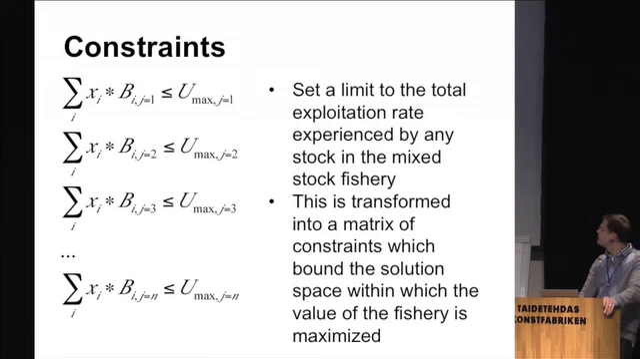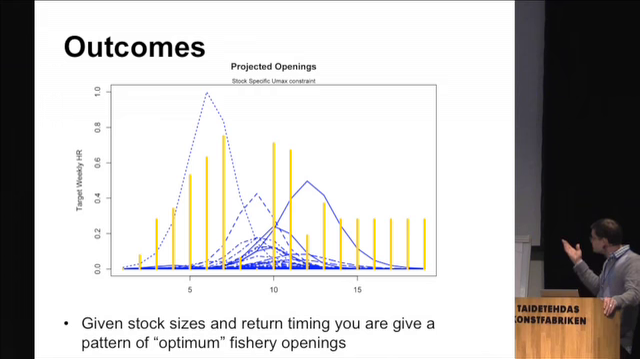Well, what does that actually give you? It gives you something really cool. Given a set of stock sizes and run timings, you're handed, for each combination, an optimum pattern of fisheries opening. So in this graph, the gold bars are the optimum weekly harvest rates in a fishery, and the blue lines are the different substocks running through the fishery. So you can see how the fishing weeks overlap with the different components of the aggregate run.